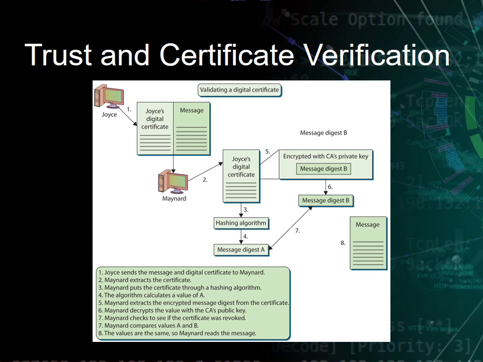The way that it works is when a message is sent to us, let's say Joyce in this example sends a message and digital certificate to Maynard. Maynard extracts the certificate. A lot of times, for example, in Outlook, it's capable of doing it automatically. It puts the certificate through a hashing algorithm. The algorithm calculates a value. Maynard extracts the encrypted message digest from the certificate. Maynard decrypts the value with the certificate authority's public key, and checks to see if the certificate was revoked. If it's not revoked, if it's still current, then Maynard compares the value of A and B. The values are the same, so Maynard reads the message. So it's a valid message.